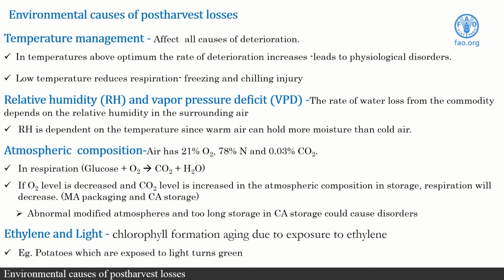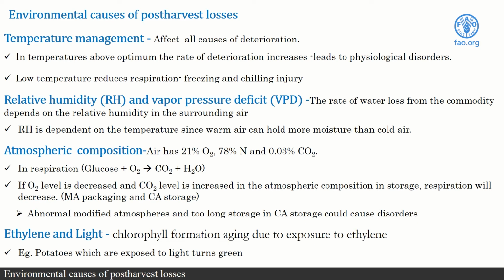The second one is relative humidity and vapor pressure deficit. As we have covered under the water loss in the previous session, the rate of water loss from the commodity depends on the relative humidity in the surrounding air. Relative humidity is also dependent on the temperature, as warm air can hold more moisture than cold air. The third is the atmospheric composition.